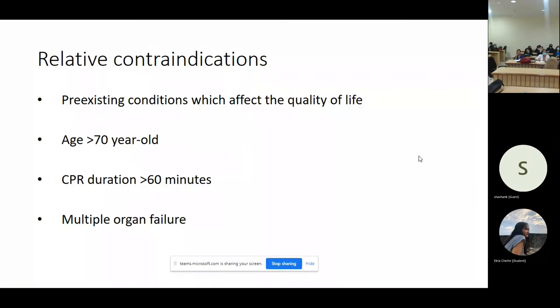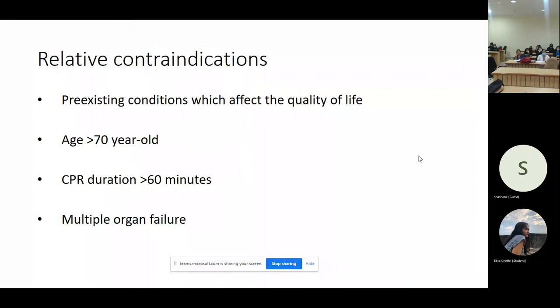So if we are putting a patient on all these lines and tubes and there is any pre-existing condition which has already affected the quality of life, it is relatively contraindicated. With age more than 70 years, again the consideration will be whether there is any point putting the patient on ECMO. Then CPR duration of more than 60 minutes.